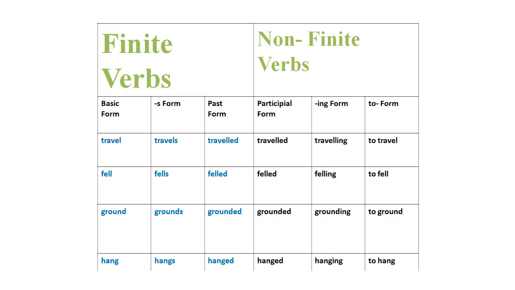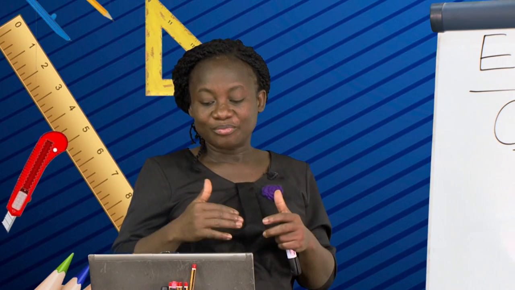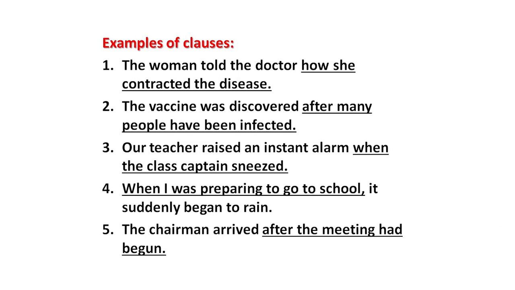Okay, let's take a quick recap on what a clause is. It is a group of words with a finite verb. Let's try our hands on the following examples. In the sentences below, you will tell why the underlined expressions are clauses. Sentence one, the woman told the doctor how she contracted the disease. The underlined expression is how she contracted the disease. How she contracted the disease is a clause. Can you tell why? We call it a clause because it has a finite verb. Can you point out the finite verb in how she contracted the disease? It's the word contracted. Contracted is the past form of the verb contract.